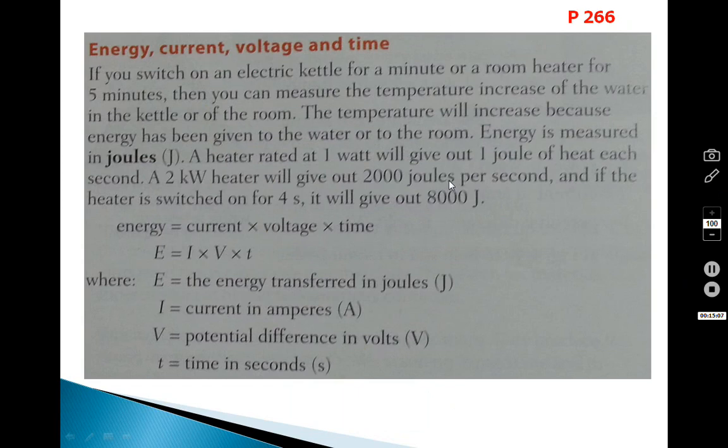Now we will move to page 266. Page 266. Energy, current, voltage, and time. Now we will go more advanced in those topics. We will say what's the relation between energy, current, voltage, and time.